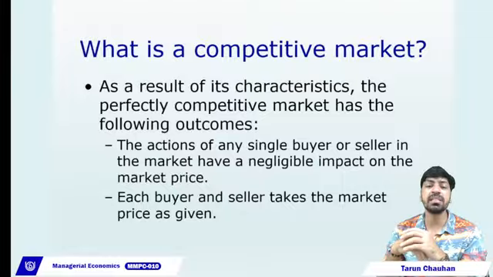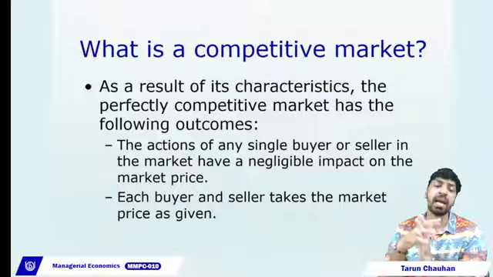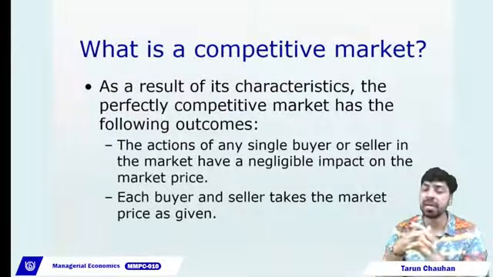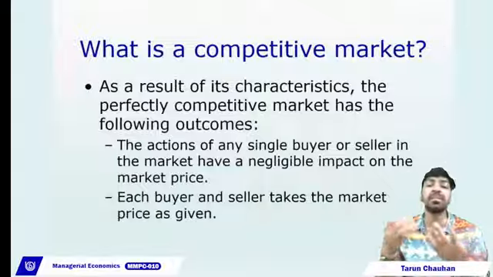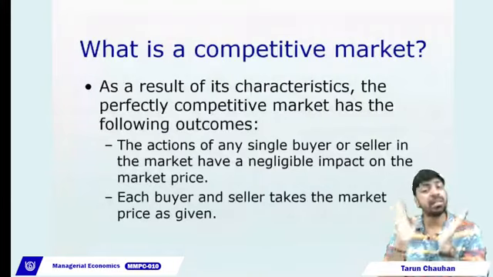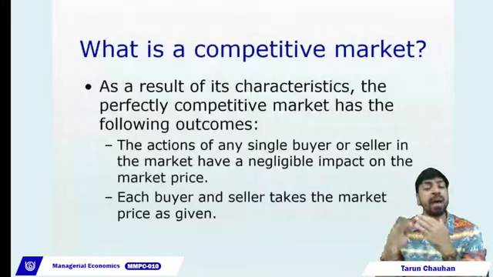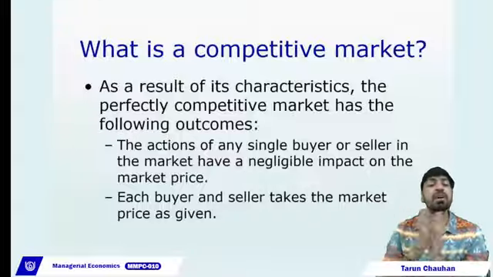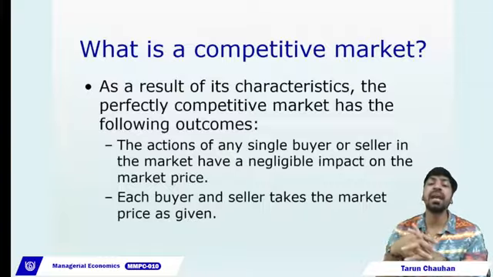So these are the two outcomes. First, the action of any single buyer or seller in the market has a negligible impact on the market price, as they have no control over the market price. So there is no impact on the market price under such a form by either a single buyer or seller. The second outcome is that each buyer and seller takes the market price as given.